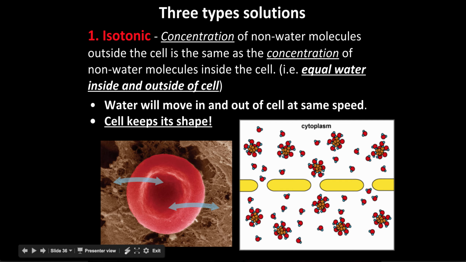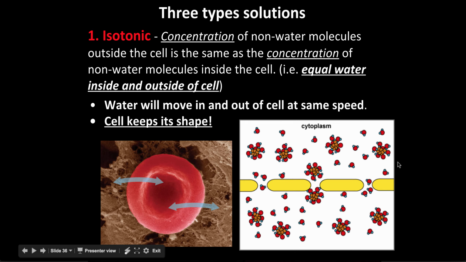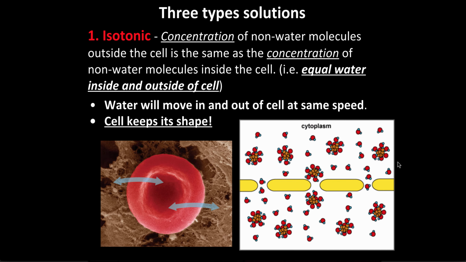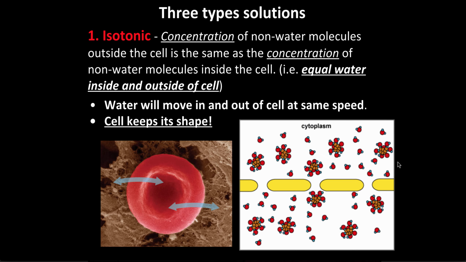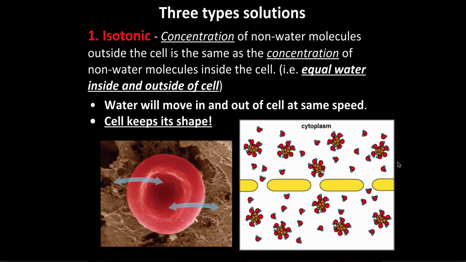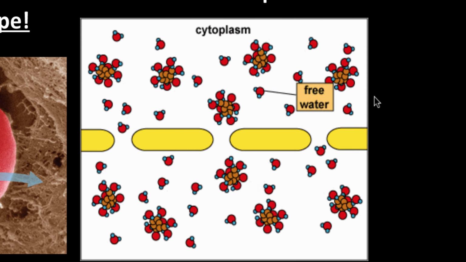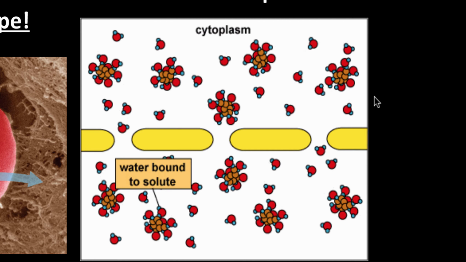There are three major types of solutions that cells can be exposed to, and you kind of see this animation at the bottom too. We'll show you this. There's isotonic, hypertonic, and hypotonic. Isotonic is a solution that really allows water to flow equally in and out of the cell, as well as other non-water molecules. And isotonic solutions, when cells are in them, remain at equilibrium.